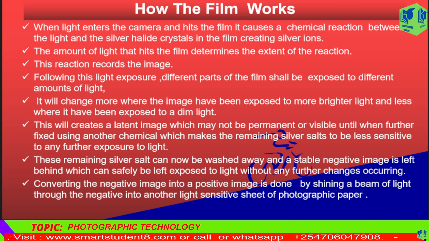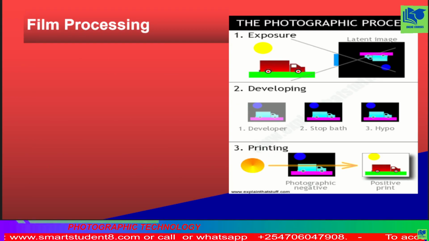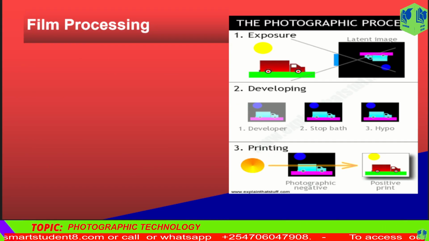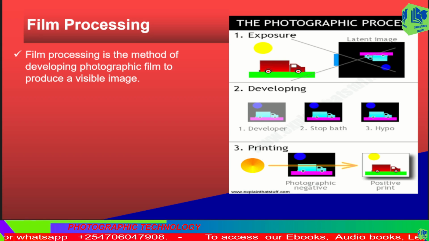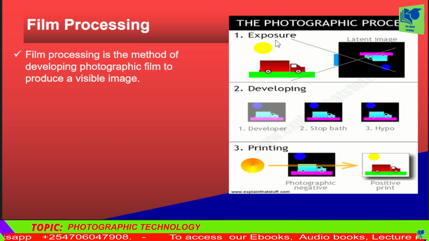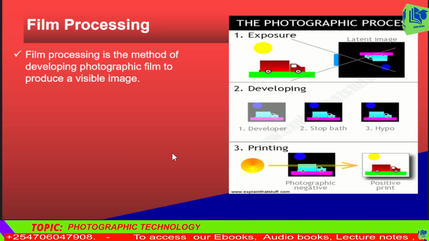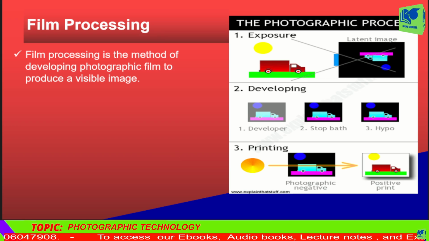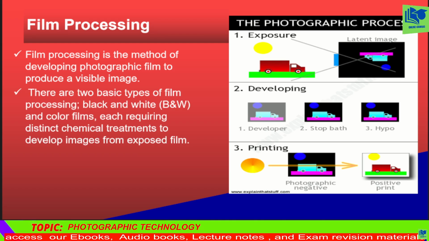Next, let's delve into the film processing techniques. Film processing is a fascinating journey that transforms the images you've captured on film into tangible photographs. Film processing is the method of developing photographic film to produce a visible image. When you take a picture with a film camera, the film inside the camera records the image as a latent, invisible image. Through chemical treatments, this latent image becomes visible and stable, resulting in a negative or positive image that can be printed or scanned.